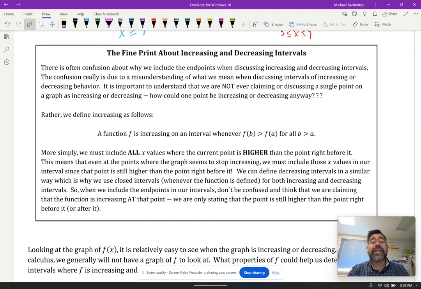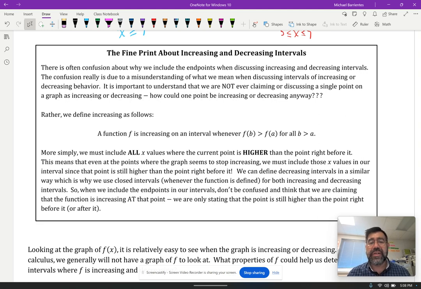When we talk about increasing and decreasing, we're never really talking about increasing or decreasing at a point. We're always talking about increasing, decreasing on a window of points, an interval. And so we include that point because in order to apply the definition of increasing or decreasing, we have to include the endpoints as well to be able to compare that to the next point. So remember, we're always comparing 2 points on any interval to see if it's increasing or decreasing, and that requires us to include the endpoints as well. So I'll let you read that.